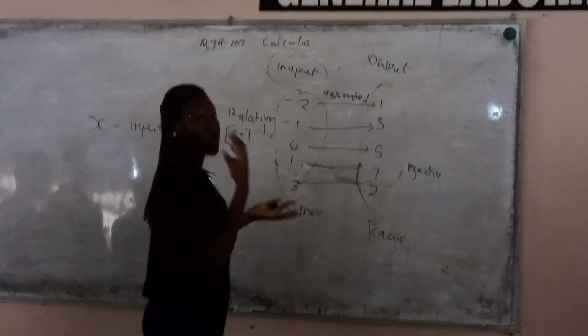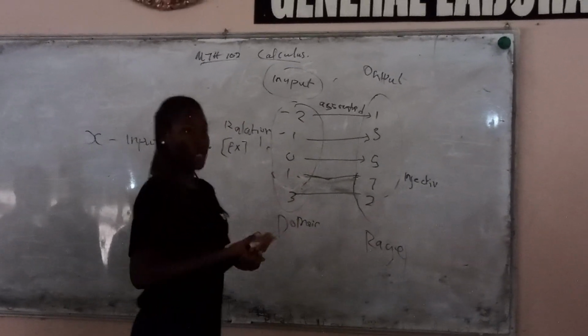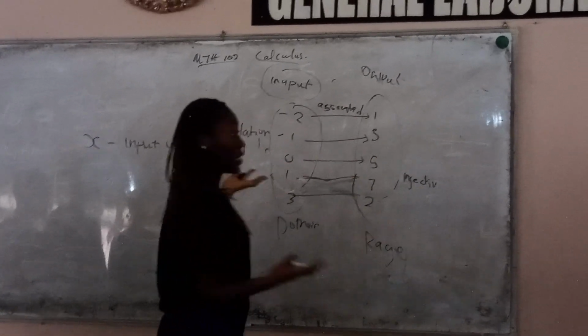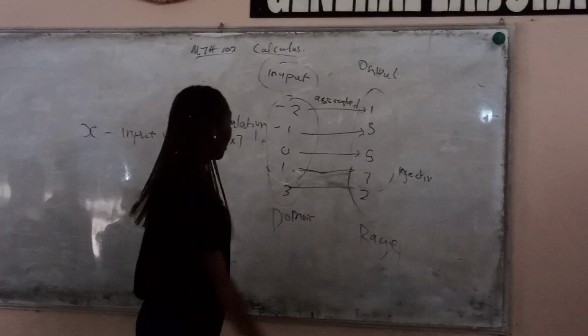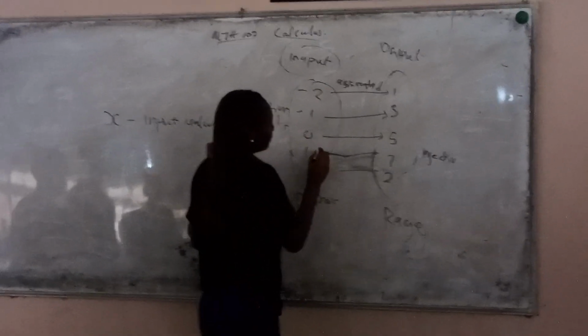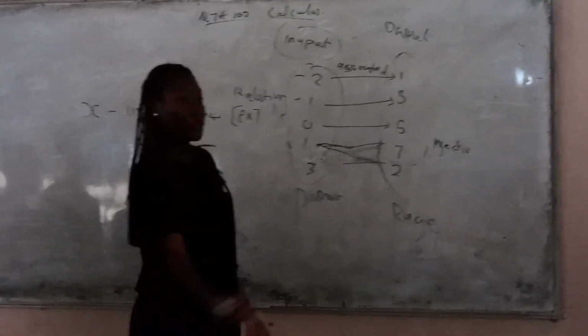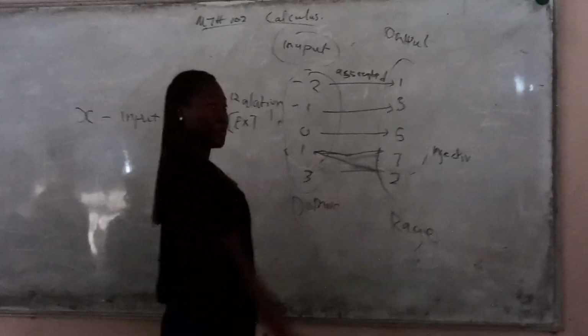And also, all functions are relations, but not all relations are functions. Because let's say something like this is a relation and it's a function. But if this one goes like this, it's still a relation, but it's not a function. So that's what I'm saying.